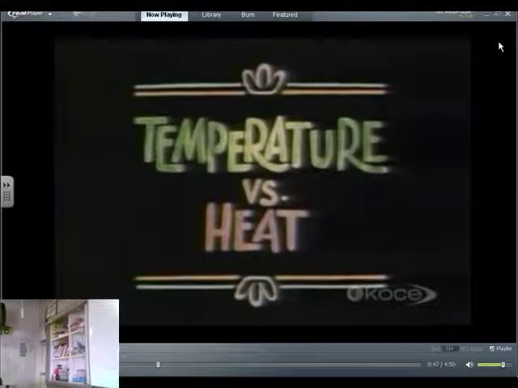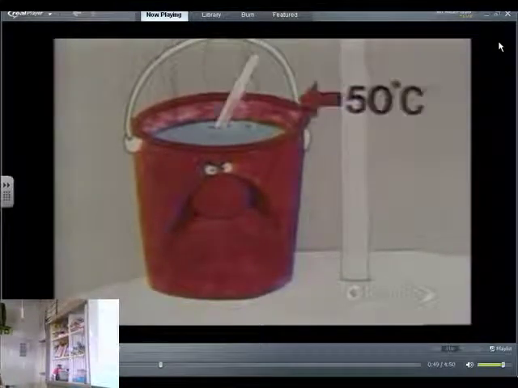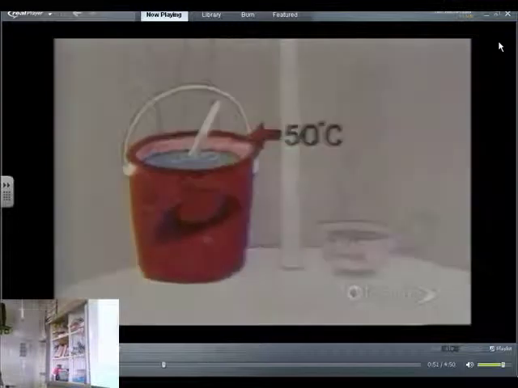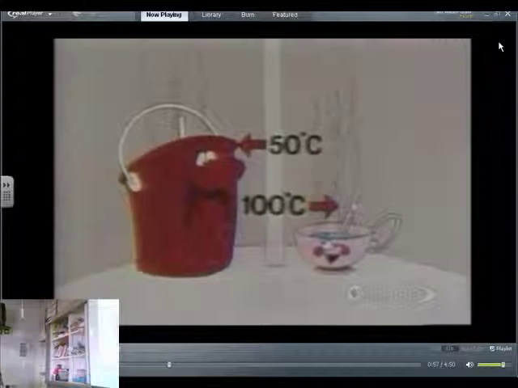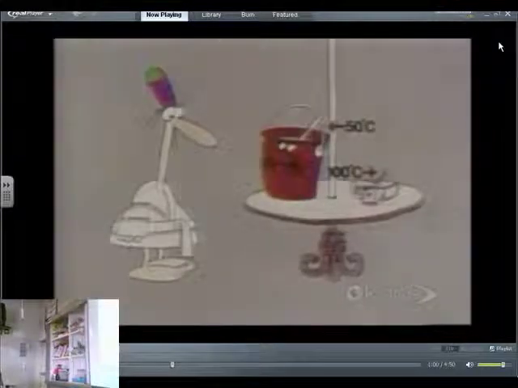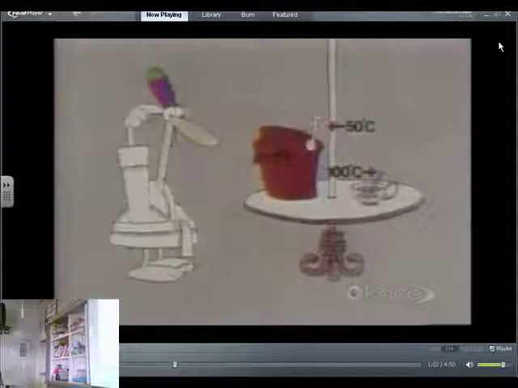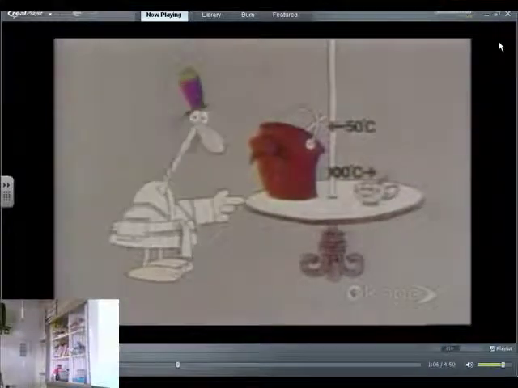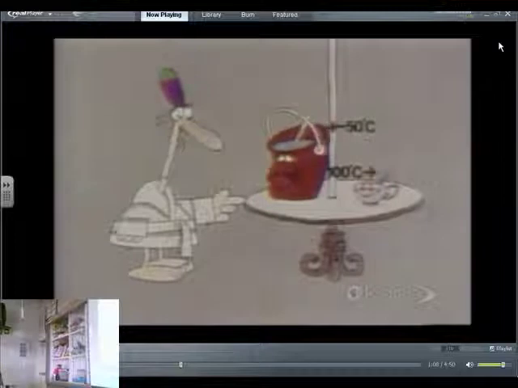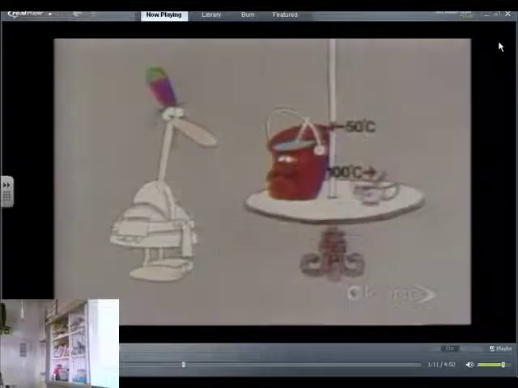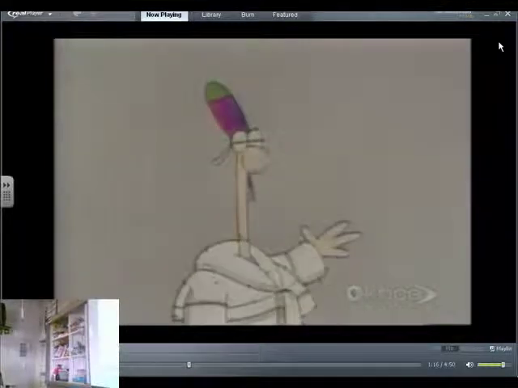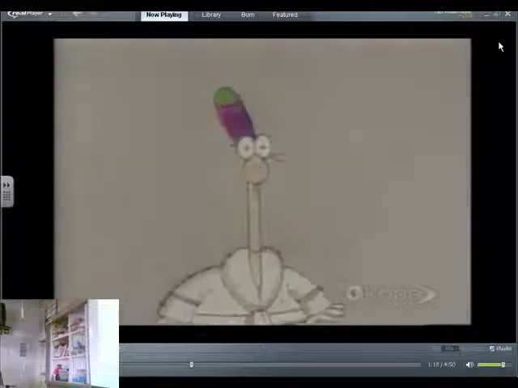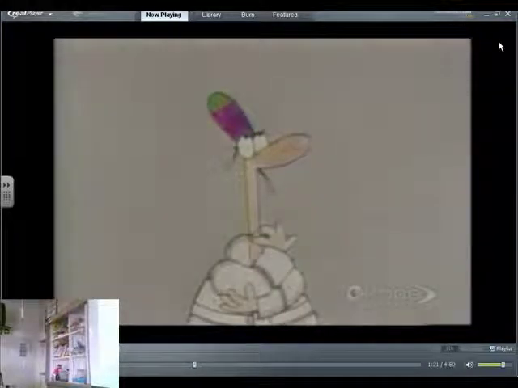And now, temperature versus heat. Here's a bucket of hot water at 50 degrees Celsius. And here's a cup of freshly boiled water at 100 degrees Celsius. In which of these two containers are the water molecules moving faster? The bucket or the cup? That's right, because the degree of hotness of the water in the cup is much higher than the degree of hotness of the water in the bucket. And the hotter something is, the faster its molecules move. Would you say, therefore, that there's more hotness in the cup than in the bucket?